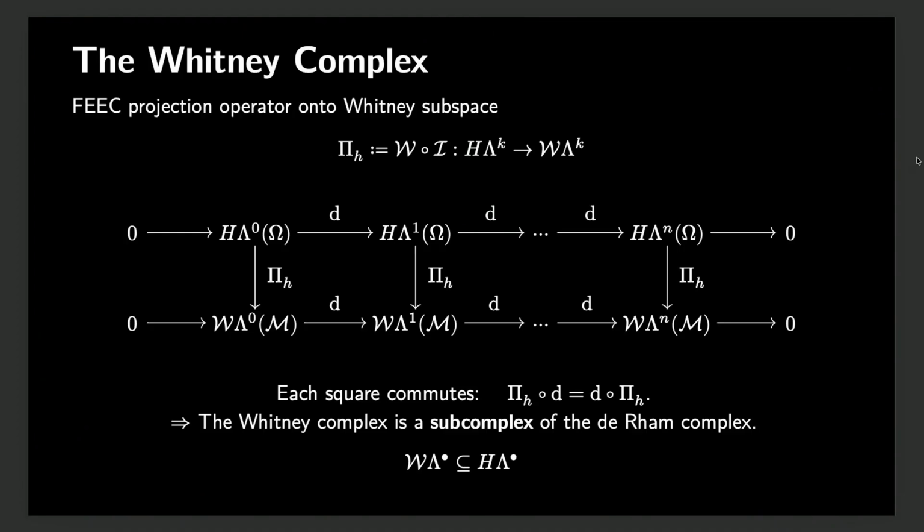Or in other words, if you combine both of these maps in this way, you get a projection operator from arbitrary differential forms down to Whitney forms, and this also commutes with the exterior derivative, and this shows us that the Whitney complex really is a subcomplex of the de Rham complex.